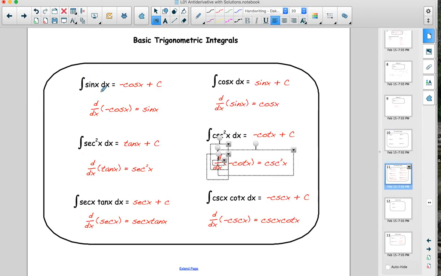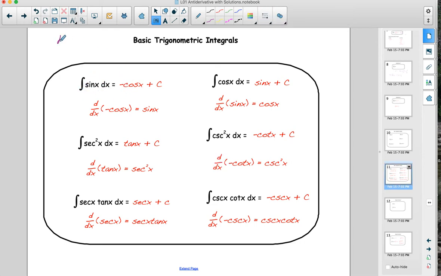So to go backwards on a sine, that means we must have started from a cos. But I remember that if you take the derivative of cosine, you will get negative sine. So that means I'm going to have to tweak this answer. So what I'm going to have to do is the integral of sine x will be negative cos x plus c, because the derivative of positive cos is negative sine, and the derivative of a negative cos would be positive sine. So notice how we're getting the integrand back.